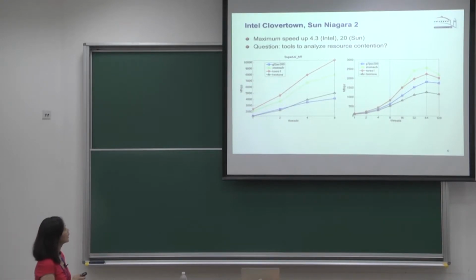And then look at this Niagara 2, the Sun. As I mentioned, potentially, in theory, you could get 128-fold speedup. But then you increase the number of threads, and actually it's saturated by the time you increase to 64 processors. So for most of the matrices, you get a speedup up to 64, and then it drops.